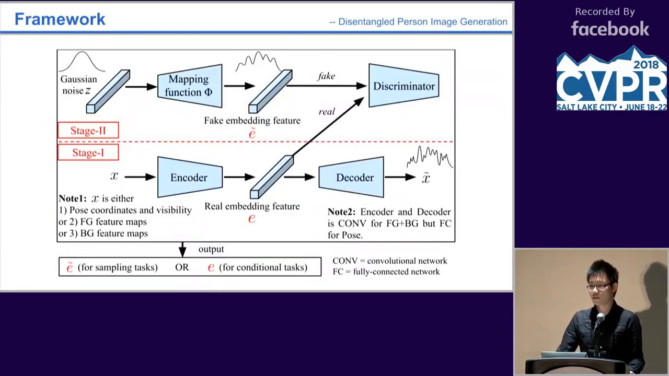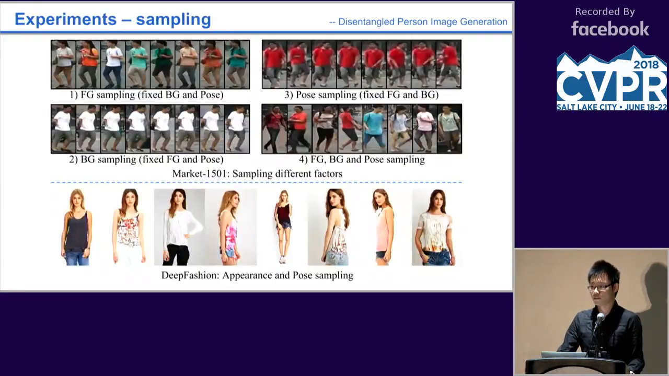We have two stages. In the first stage, we learn the embedding feature space with the reconstruction pipeline, and it is the self-supervised way. Then in the second stage, we only train the mapping functions from the Gaussian space to the learned embedding feature space, so that during testing, we can sample the embedding features from the Gaussian noise, and then decode the features to the images. We do the sampling in two stages. Why? Because the person image is very complex, and it's not easy to sample the images from the Gaussian noise.